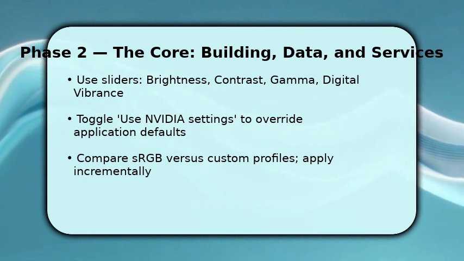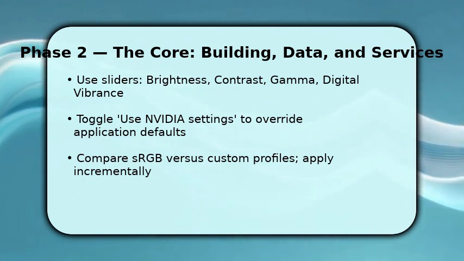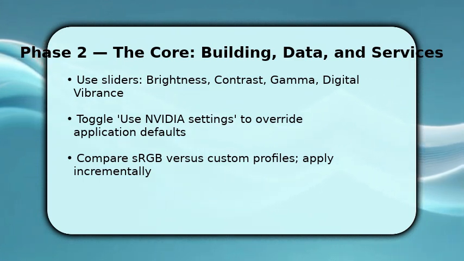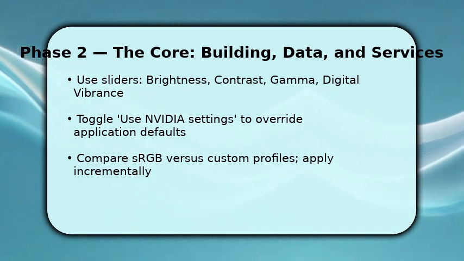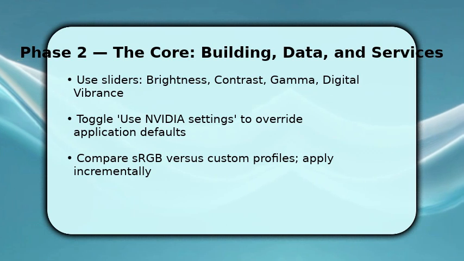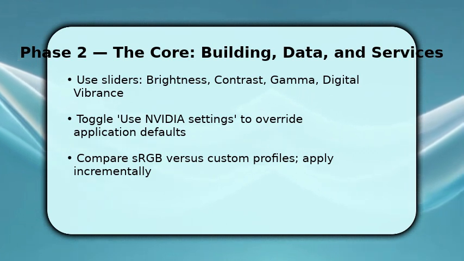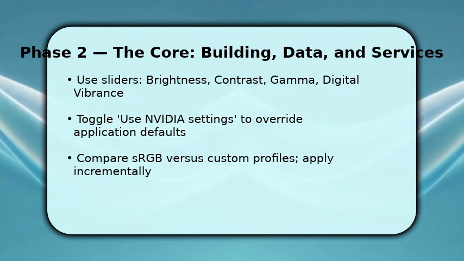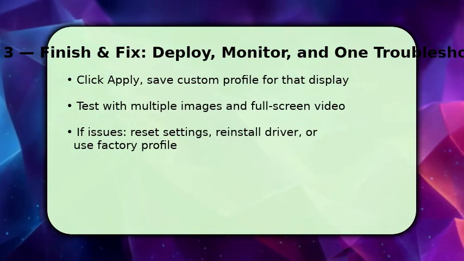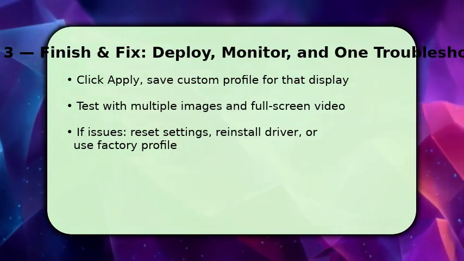Make sure you check Use Nvidia settings to override application or Windows defaults, then compare against the sRGB preset to understand differences. Once you have a rough match, fine-tune by toggling high-contrast scenes or photos to verify consistent color across content. Finish by clicking Apply and saving a custom profile tied to that monitor. This ensures your changes persist.